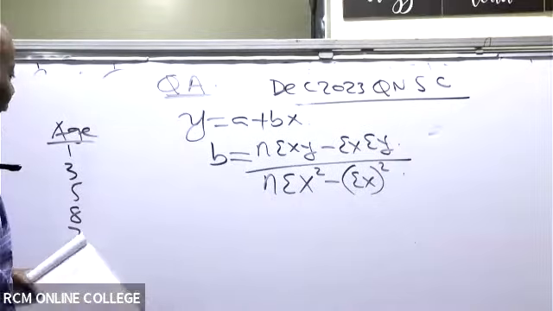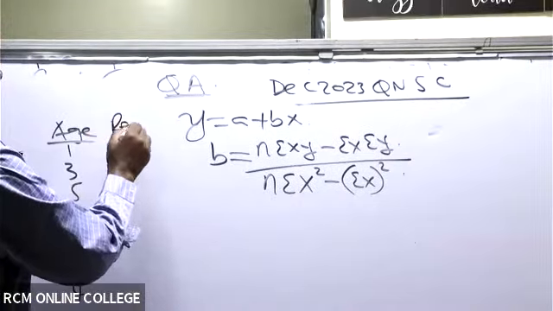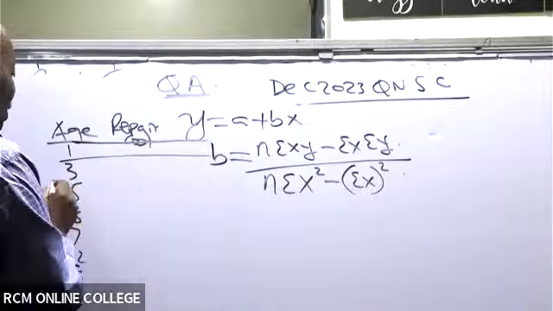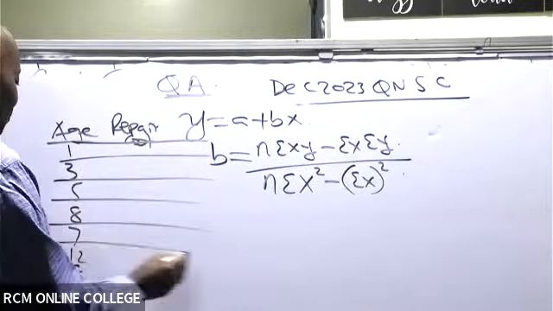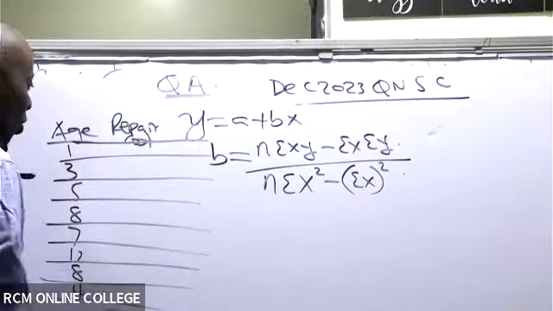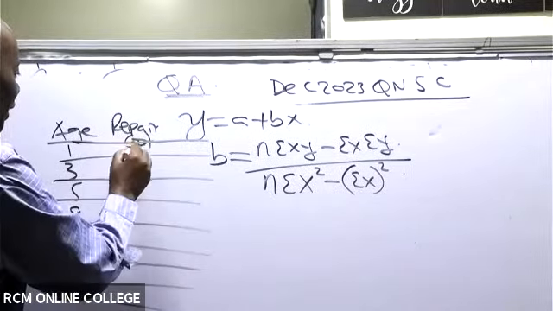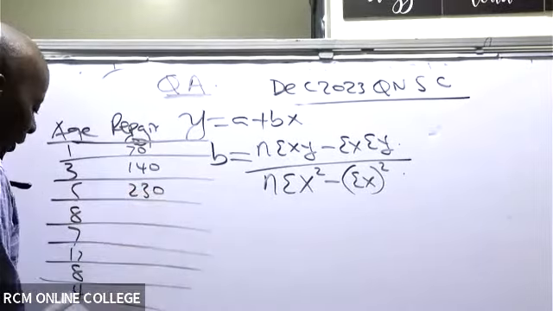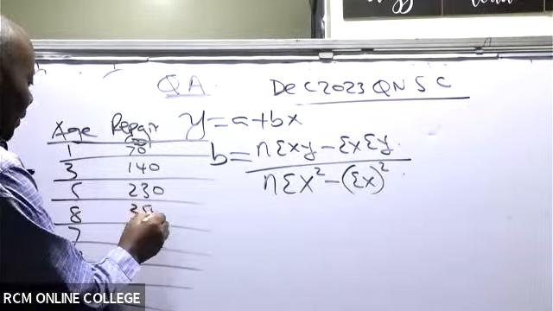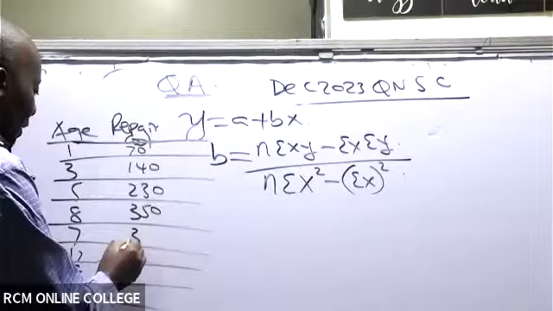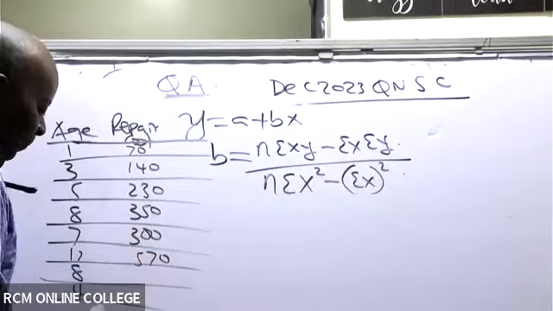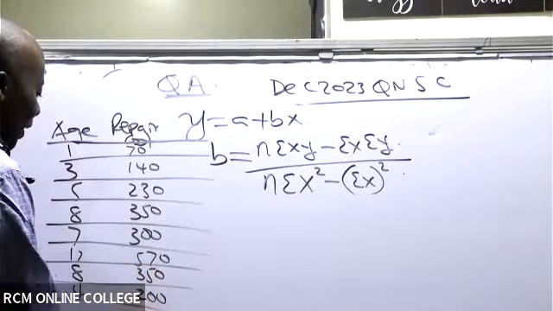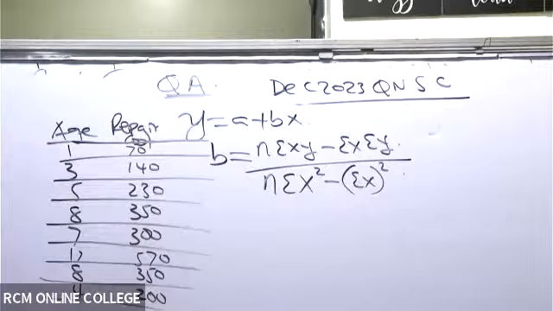And then we have a repair cost. So repair cost, what do we have here? The first one is 70. Then we have 140. Then we have 230. Then we have 350. 300, 570. 350, 200. Ladies and gentlemen, kindly give me a signal once you are able to write up to here.